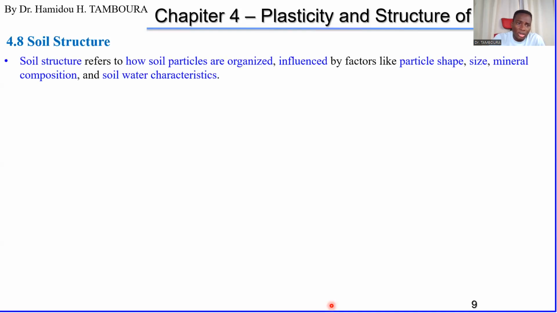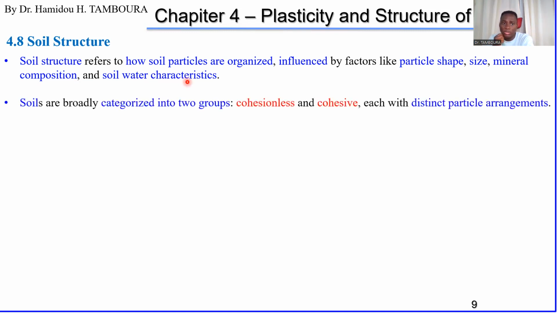We have mainly two types of soil: cohesive soil and cohesionless soil. Soil structure refers to how the soil particles are organized, and it is influenced by factors like particle size, shape, mineral composition, and soil water characteristics. The soils are broadly categorized in two groups: cohesionless soil and cohesive soil.